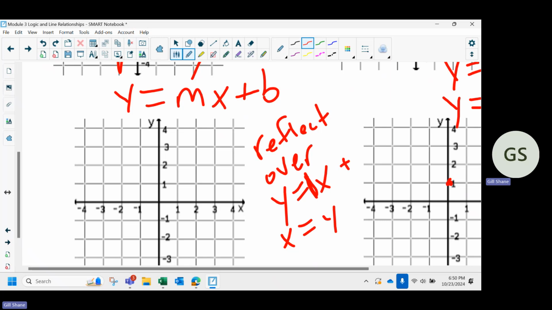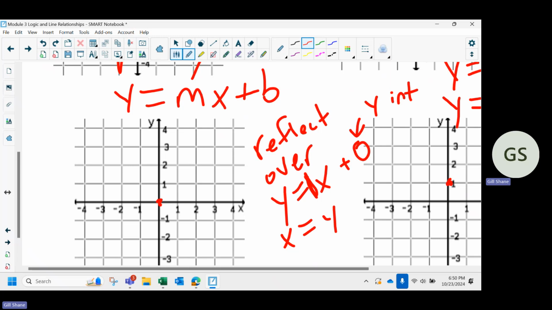The b value, or the y-intercept, is 0. If there's nothing there, the number for nothing is 0. So that would be the y equals mx plus b format. That means that number right there is the y-intercept. That's where it's going to hit the y-axis. So the line that we're going to graph is going to go right through the origin.